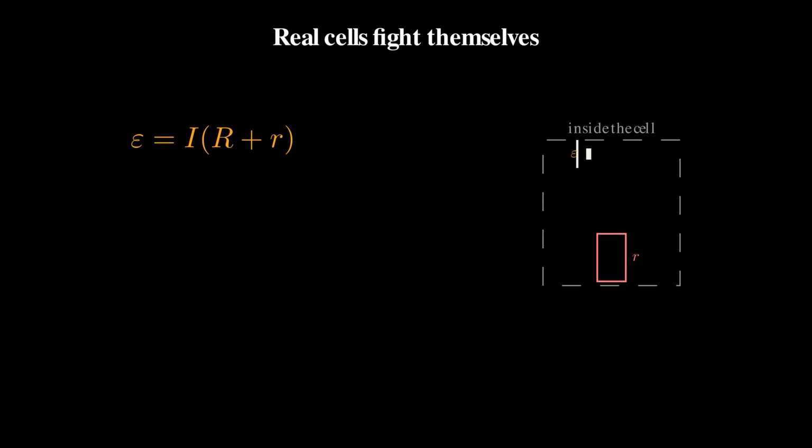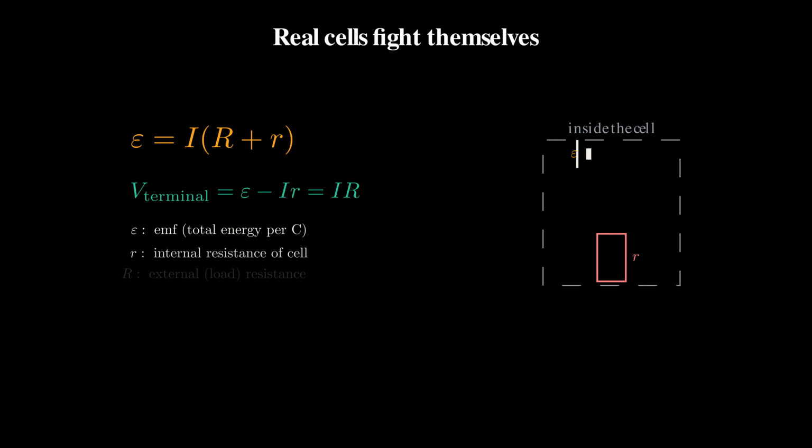The voltage you actually measure at the terminals is not the full EMF. It's the EMF minus the volts lost inside, I times r. So terminal voltage equals EMF minus Ir, which is just the voltage across the external resistor, IR. The bigger the current, the more voltage the cell loses internally. That's why your phone dims a little under heavy load, and why a nearly flat battery with high internal resistance sags so badly. Let's put it to work.